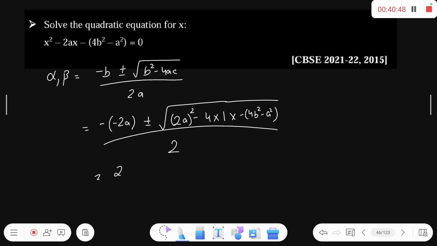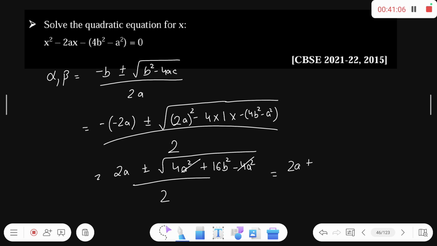So this is 2a plus minus under the root 4a square minus minus plus 4 4 is 16b square minus 4a square. So this will cancel out upon 2. So this is 2a plus minus 4b upon 2. Cancelling the 2, you will get a plus minus 2b. So solution a plus 2b and a minus 2b.